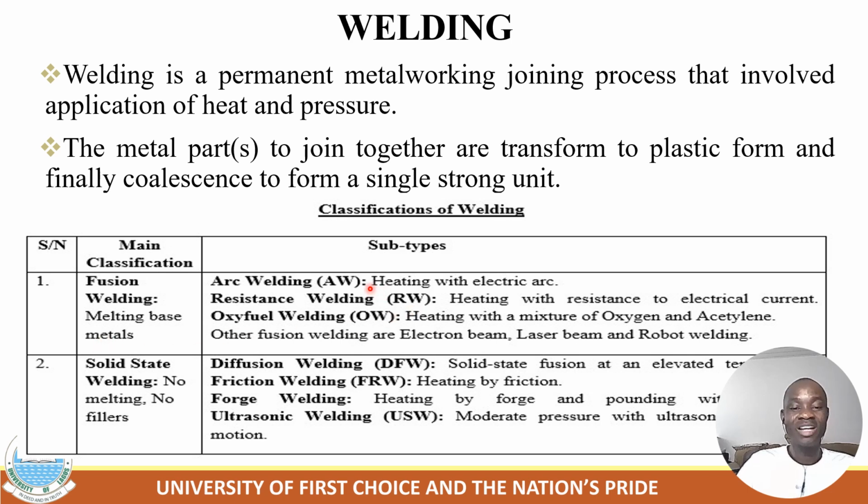The table here shows the classification of welding that we have. Welding is broadly classified into two: fusion welding and solid state welding. Under fusion welding, we have arc welding, that's electric arc welding, resistance welding, oxyacetylene welding, and others. Under solid state welding, we have friction welding, forge welding, ultrasonic welding. So welding is broadly classified into two, and these are the types under each classification.